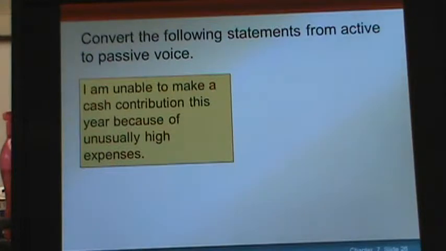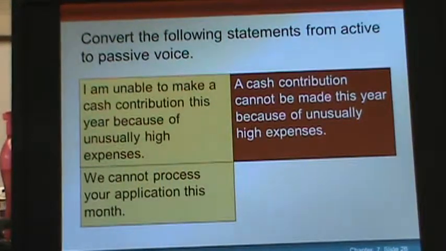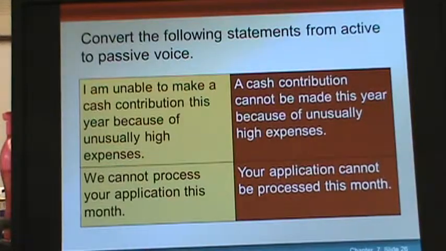So here's a way to check ourselves real quick. "I'm unable to make a cash contribution this year because of unusually high expenses." This is active. It's saying I. I is the subject. We want to make it passive by saying "a cash contribution cannot be made this year because of unusually high expenses." Takes the blame off the subject. Another example, "we cannot process your application this month." Instead of saying we cannot, we just say "your application cannot be processed this month."